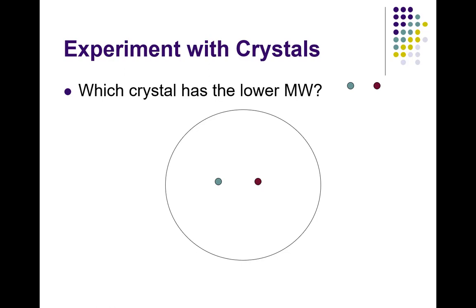So here's our little experiment with the crystals. It kind of shows you here is going through and doing that diffusion. So this would be our little agar plate where the crystal is diffusing. And this one says, which crystal has the lower molecular weight? So remember, lower molecular weight. If it's lighter, is it going to diffuse more or less? Remember, the light one can move more easily.